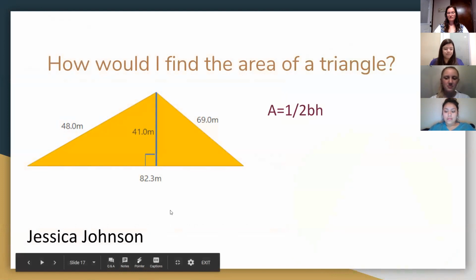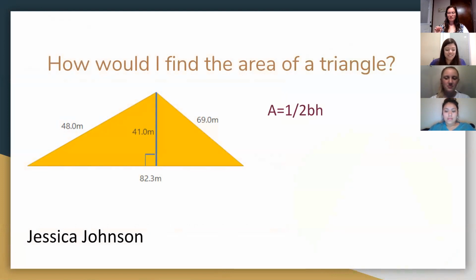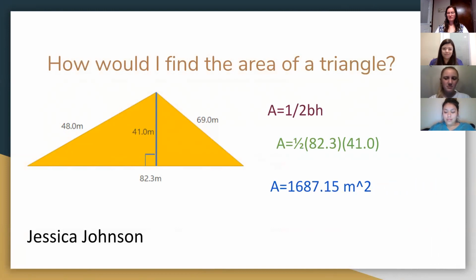Altitude is the height of a triangle. Altitude of a triangle is a line that extends from one vertex of the triangle and is perpendicular to the opposite side of the triangle. So Jessica, all we need to do now is plug in our values into the area formula? You're absolutely right, Cece. Take 1/2 times 82.3 meters times 41.0 meters, with a total of 1,687.15 meters squared.